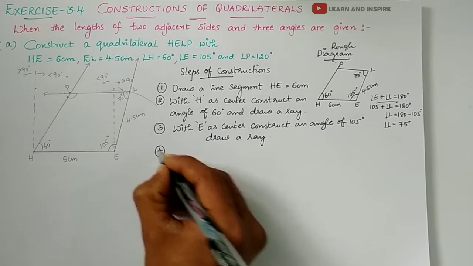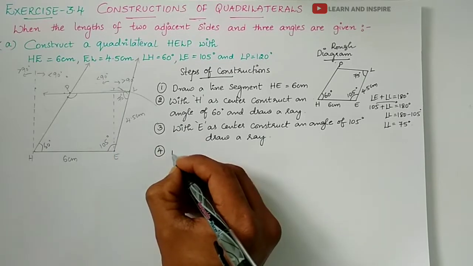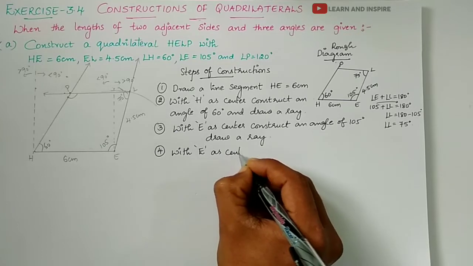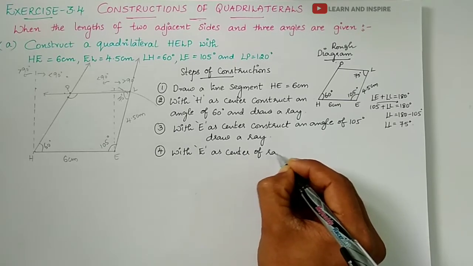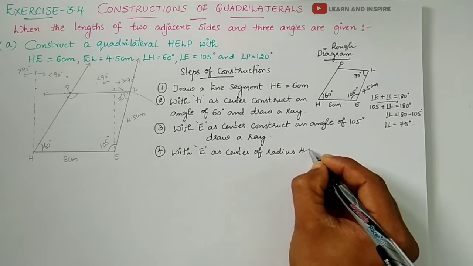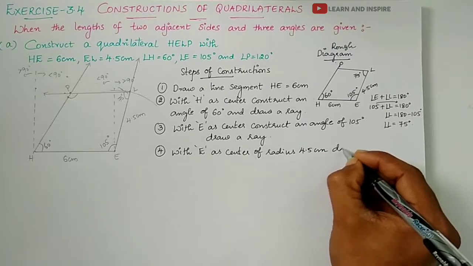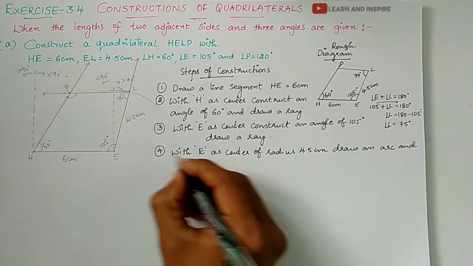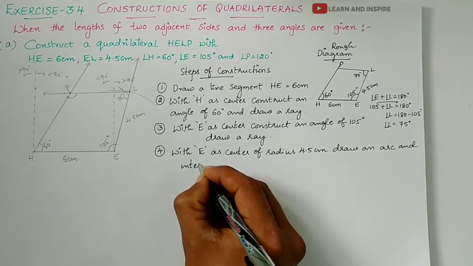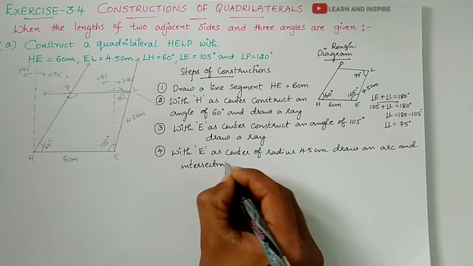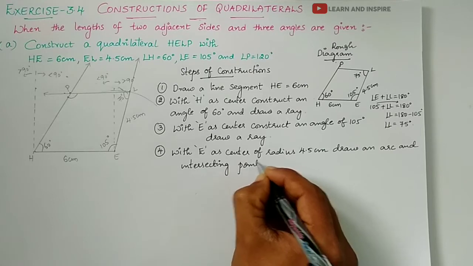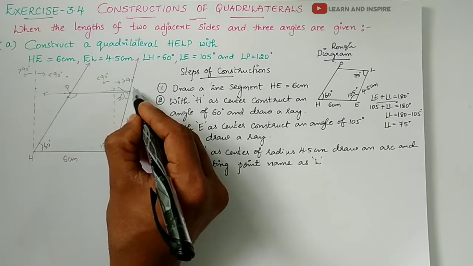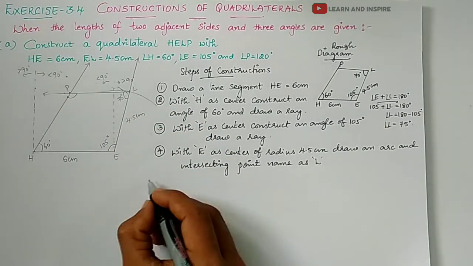Now step 4. With E as center, of radius 4.5 centimeters, draw an arc and the intersecting point name as L. So this is an intersecting point, so we named it as L.